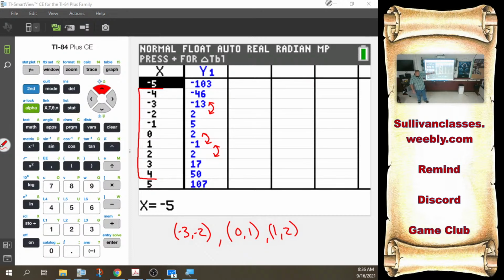Is dump it in your calculator. You know what? What if I don't even look at the table? What if I say screw the table?